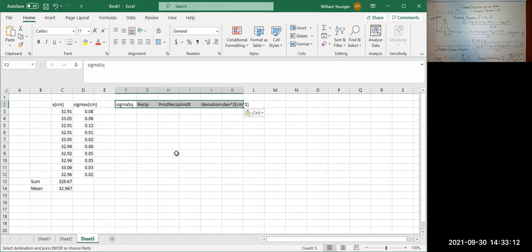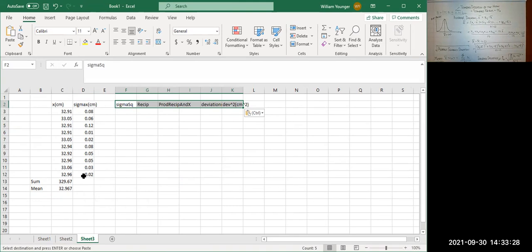Okay. So what I've done here is I've taken the X's that I wrote down on the top of that page. Remember the 32.91 and all that stuff. I've taken all 10 of those and all 10 of those errors, and I'm going to show you how we're going to go about taking the mean.